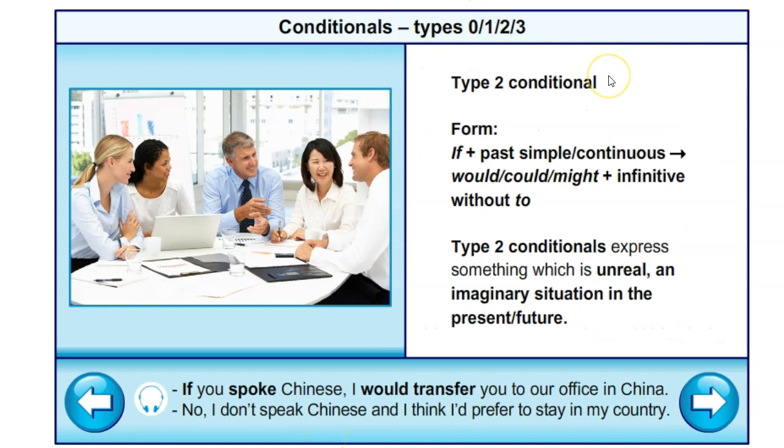Moving on to type 2 conditionals. We use type 2 conditionals to express something which is unreal or highly unlikely, which will happen again though in the present or future. So I want you to keep that in mind. If past simple or past continuous, you put would, could, might, the past modals I call these, and the infinitive without the to. So if you spoke Chinese, you don't speak Chinese. That's why we put the unreal past.